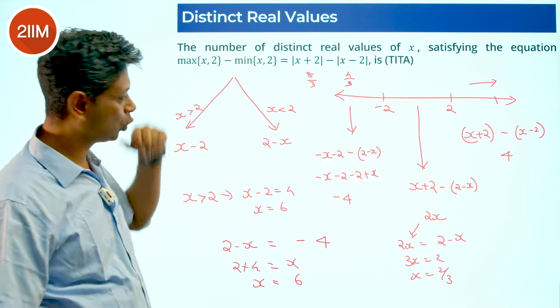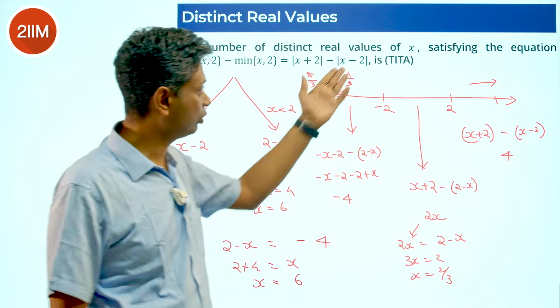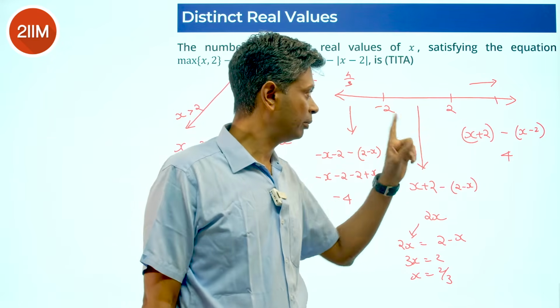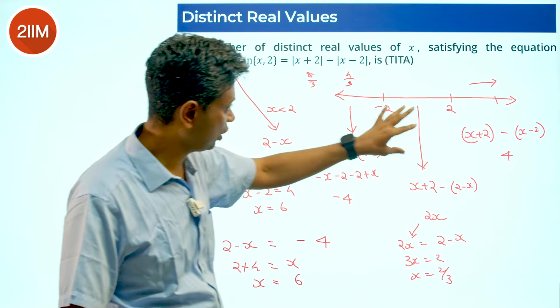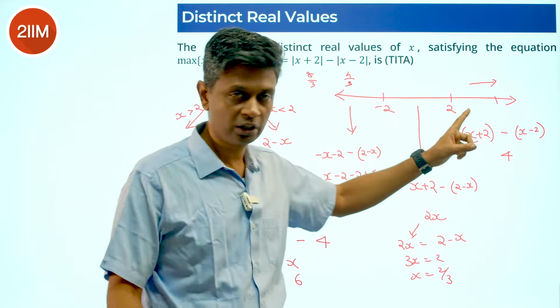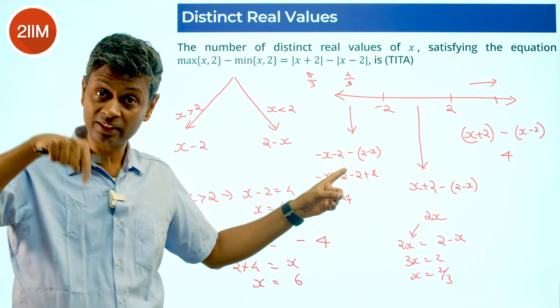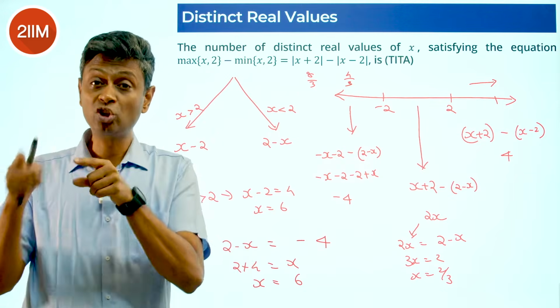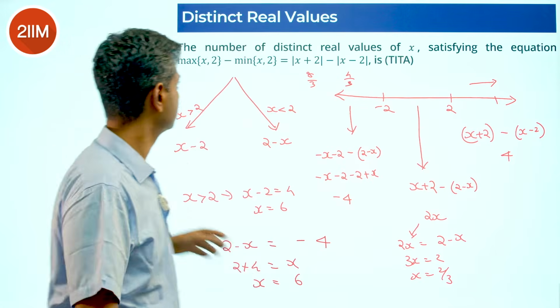We are breaking this into two parts, greater than 2, less than 2. X is greater than 2, x is less than 2. Bring this into three parts, greater than 2, between minus 2 and 2, less than minus 2. Solving in this range, solving in this range, solving in this range. Solving here gives us one answer, here gives us one answer. Here the answer we get, which is x equal to 6, does not sit in this range. That doesn't work. Two values of x works.